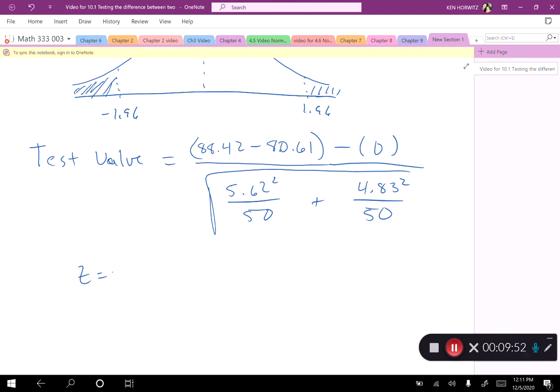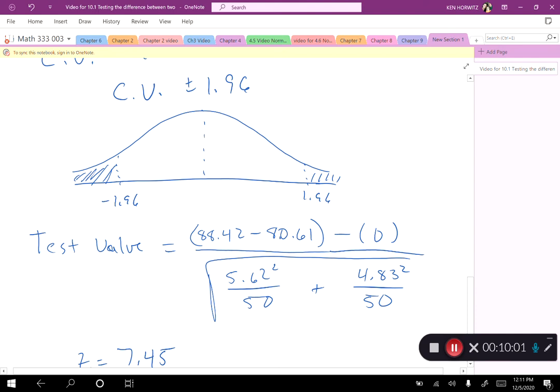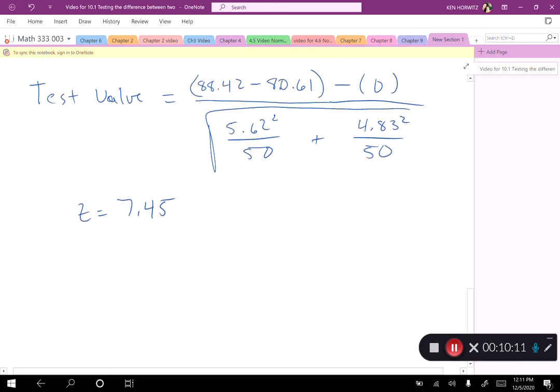All right, hopefully you paused the video and did the calculation. I got 7.45, which, if we look at our graph, is clearly in the rejection zone. It's clearly greater than 1.96. So our decision is to reject our null hypothesis.